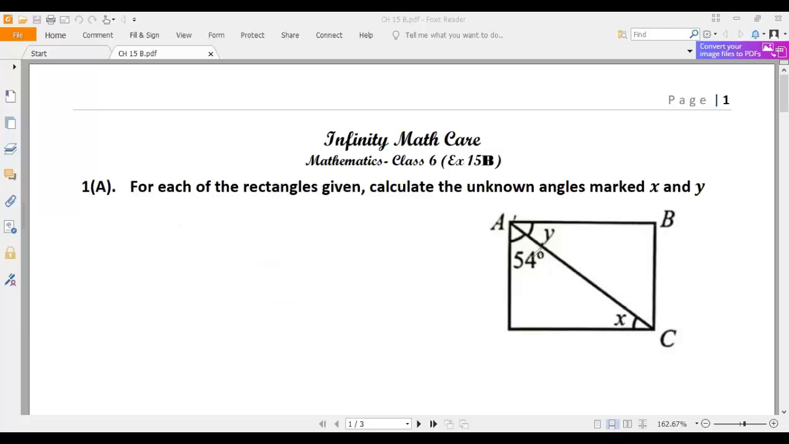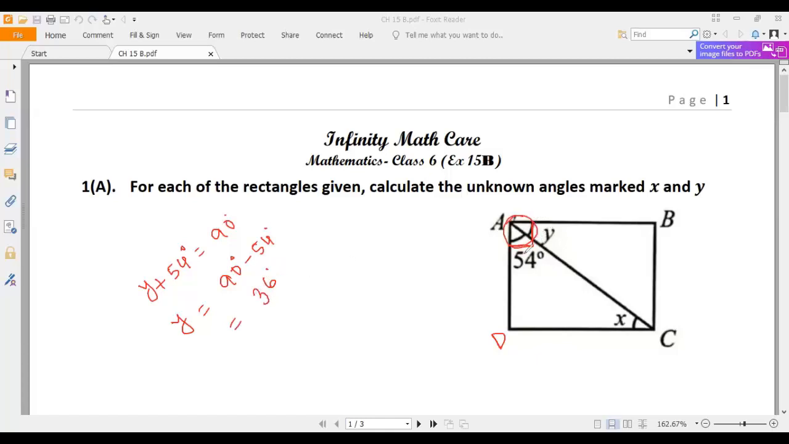Okay, the question says A, B, C, and D. This is a rectangle, and we need to find the value of x and y. How can you solve it? We know that in a rectangle, each interior angle is 90 degrees. That means y plus 54 degrees must be equal to 90 degrees, because each angle is a right angle. Then what will be the value of y? 90 degrees minus 54 degrees, so it will be 36 degrees.